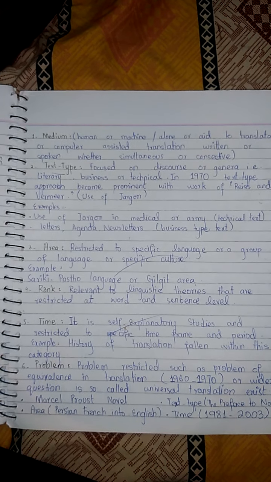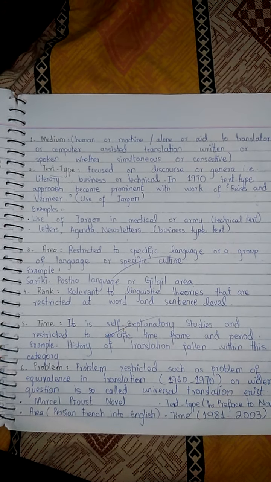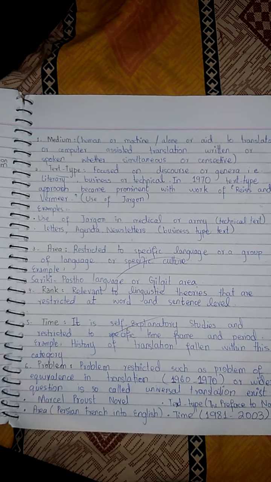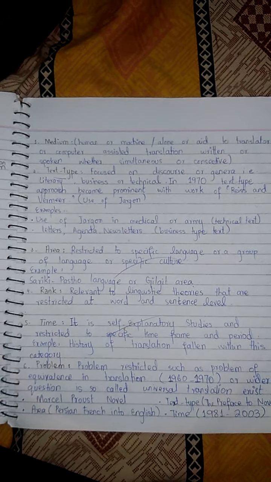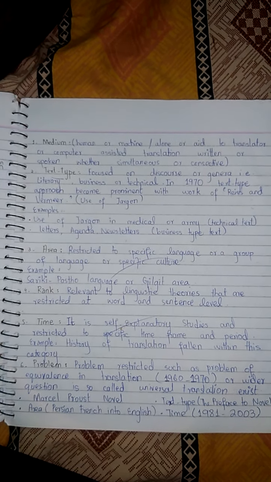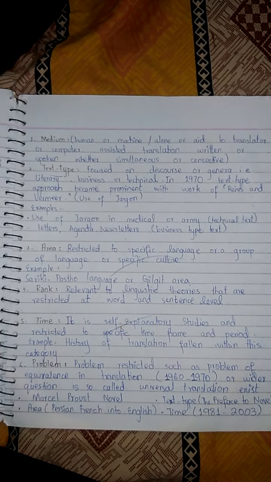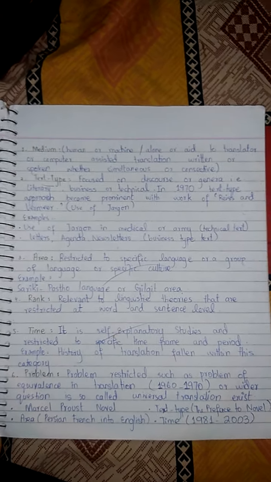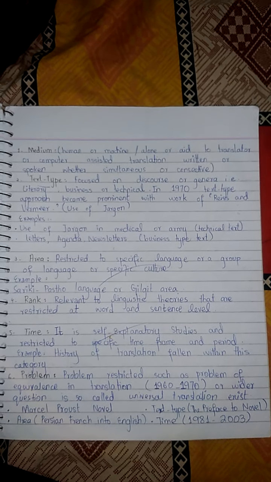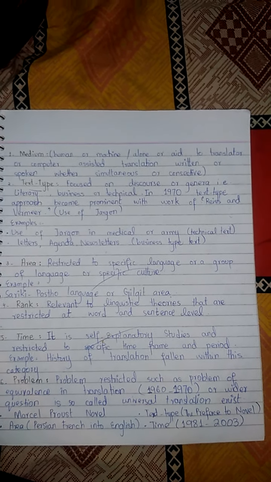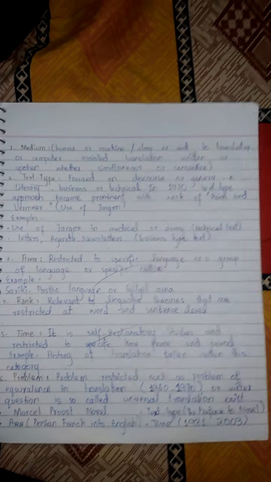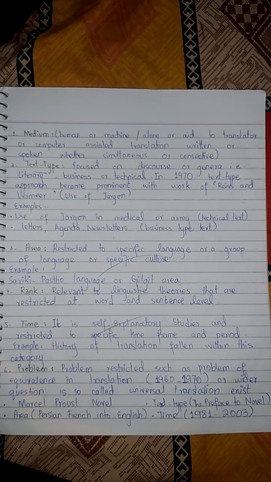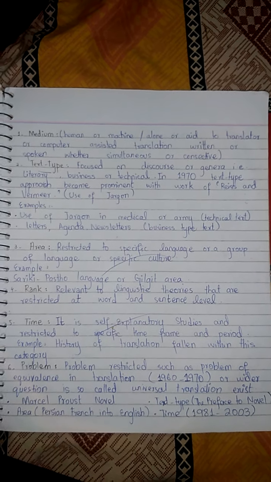Next one is rank, related to linguistic theory that is restricted at word and sentence level. Time, if we talk about time, it is self-explanatory: studies restricted to a specific time frame and period. For example, history of translation falls within this category. Problem restricted, such as the problem of equivalence in translation in the 1960s to 1970s, or a wider question such as whether universals of translation exist. Here are some examples that you can relate to all of the above: medium, text type, area, rank, time, problem.